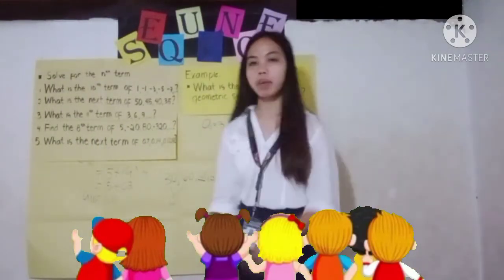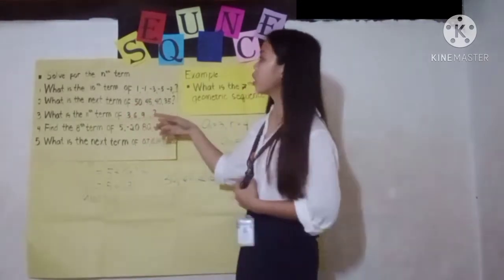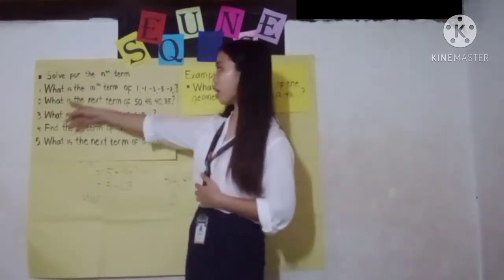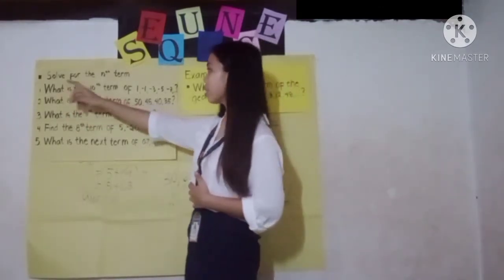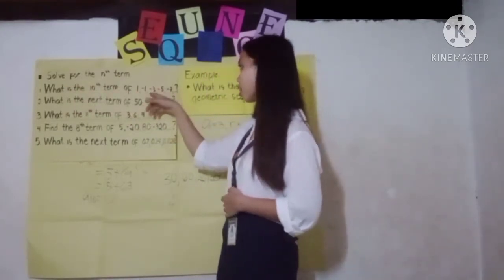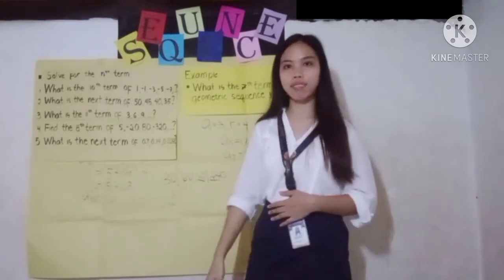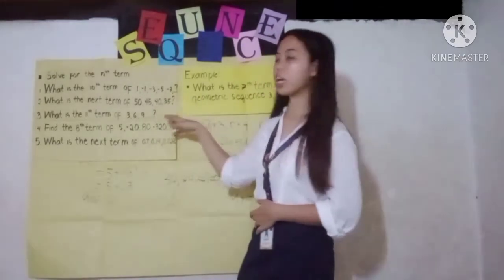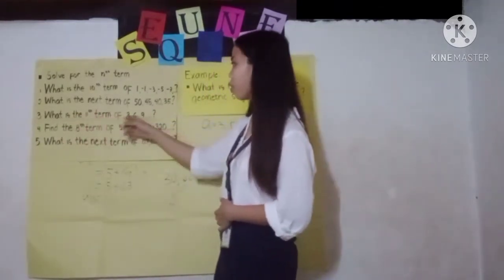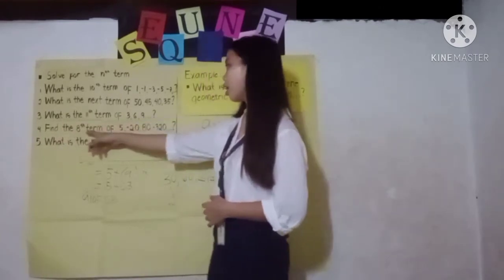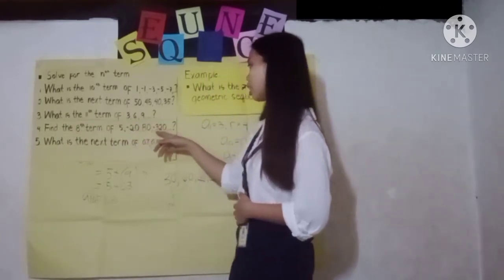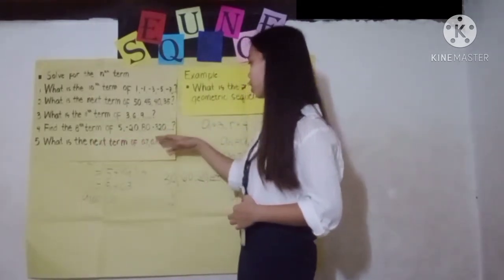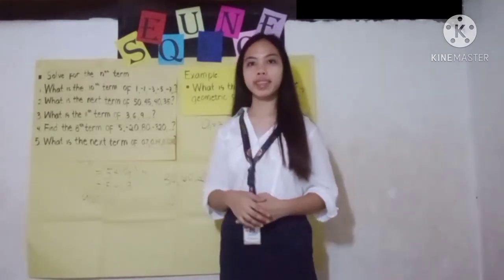Another given: solve for the nth term of each arithmetic sequence and geometric sequence. Number 1, what is the 10th term of 1, -1, -3, -5, -7? Second, what is the next term of 50, 45, 40, and 35? Number 3, what is the 11th term of 3, 6, 9? Number 4, find the 8th term of 5, negative 20, 80, negative 320. Number 5, what is the next term of 0.7, 0.14, and 0.028?